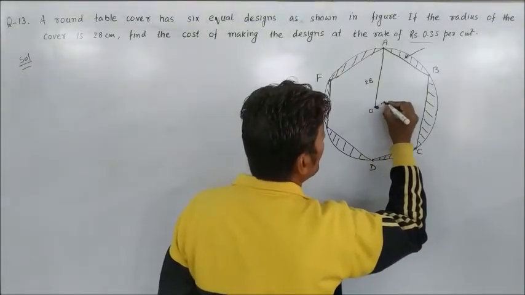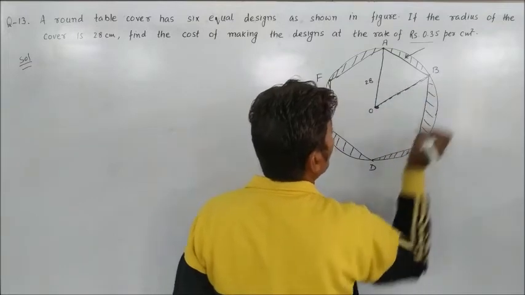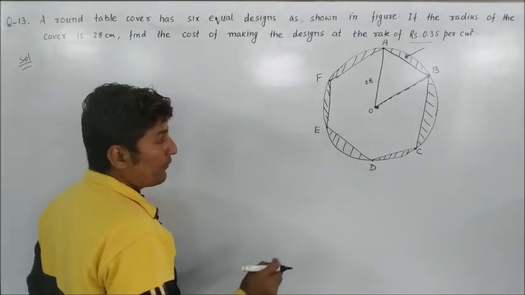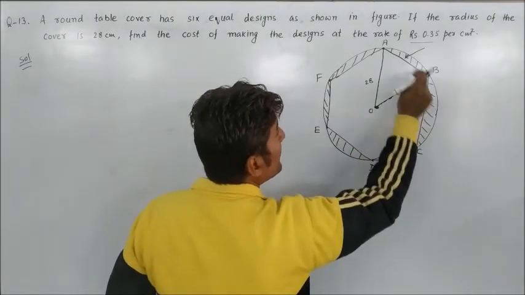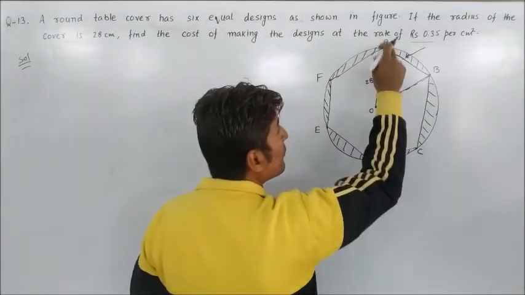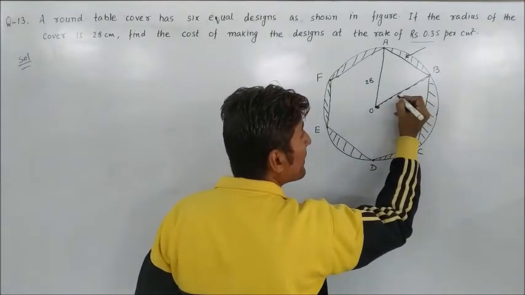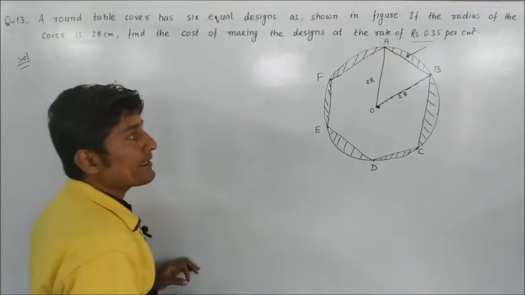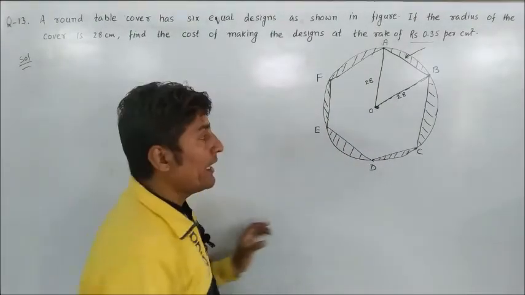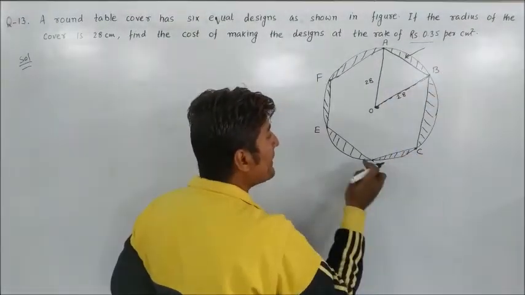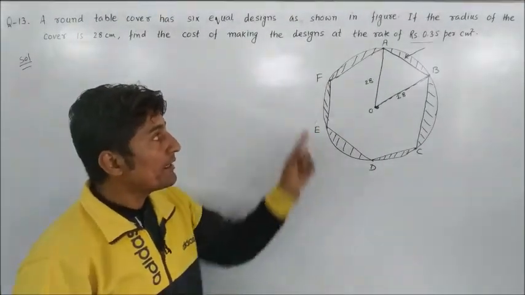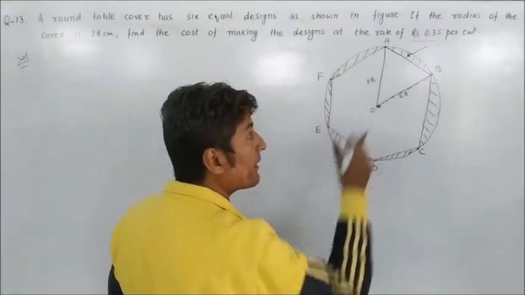Here we are joining O to B also. To get the area of this design, first of all, we are going to find the area of triangle OBA. It is an equilateral triangle. Now let us see how it is an equilateral triangle. The measurement of OA is given as 28 centimeter, so OB will also be equal to 28 centimeter. Since we have a regular hexagon, all the designs are equal. Hence the measurement of AB, BC, CD, DE, EF and FA, all the sides, will be equal since we have equal designs. That's why it is a regular hexagon.